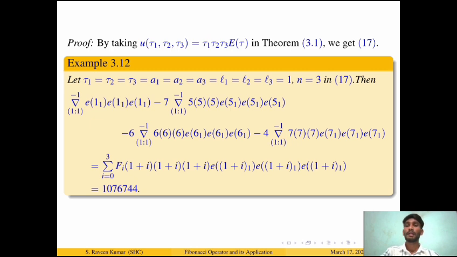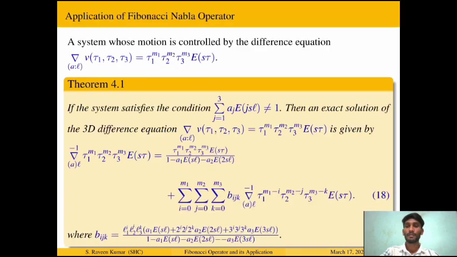Example 3.12, let tau 1, tau 2, tau 3, a1, a2, a3, l1, l2, l3 equal to 1, n equal to 3 in equation 17. Then we find the final answer is 1076744.